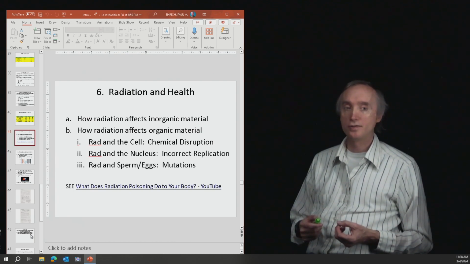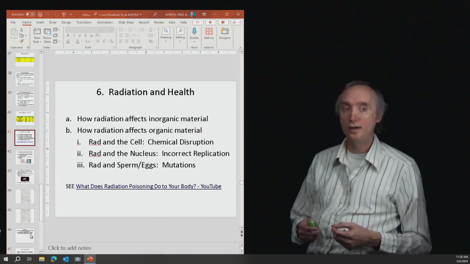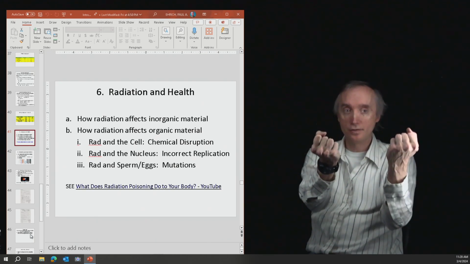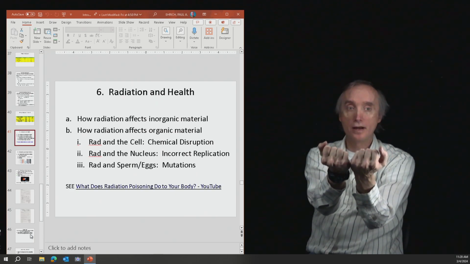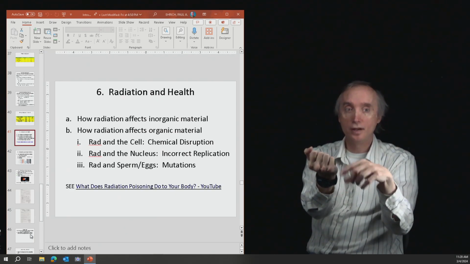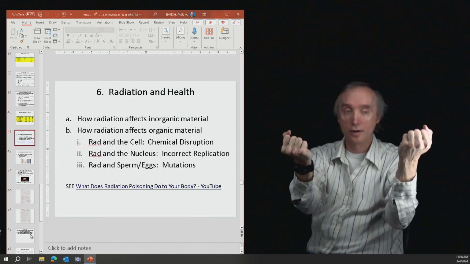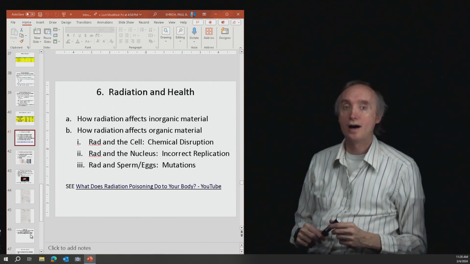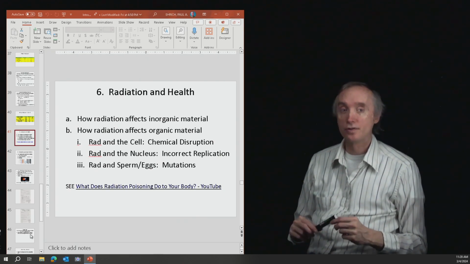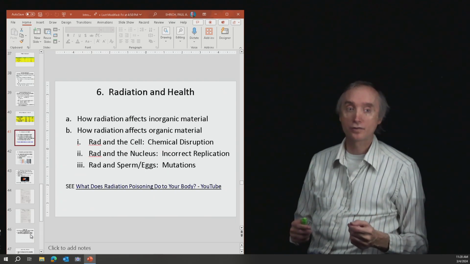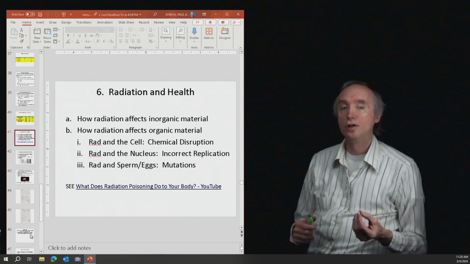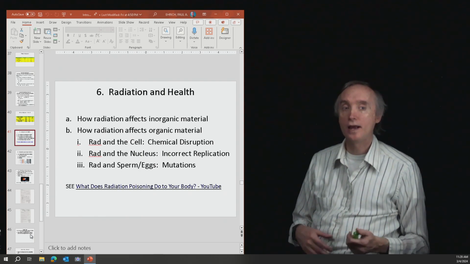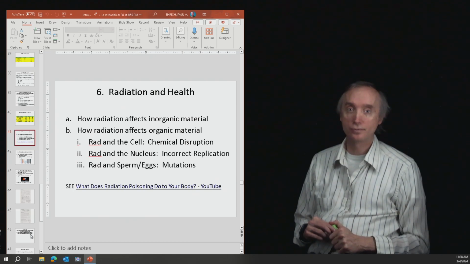So radiation does basically two things. It can break chemical bonds. That means that if you've got an atom that is bonded to another atom to make some kind of compound, when the radiation comes in, it could disrupt that, and then the bonds would break. Another thing that could happen is the radiation could ionize an atom. That means it's going to knock off an electron, so now that atom no longer is going to have the same chemical properties that it had when it had all of its electrons attached.